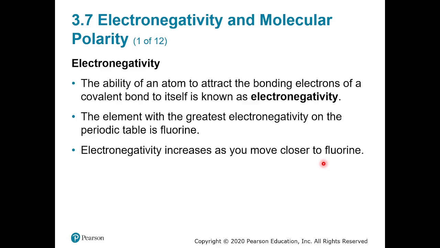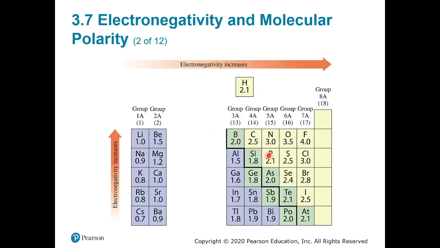Okay? So, for example, oxygen has the second highest electronegativity. Chlorine and nitrogen have the same electronegativity. Okay? This right here is the numbers. So, fluorine has a 4.0, or F has a 4.0.